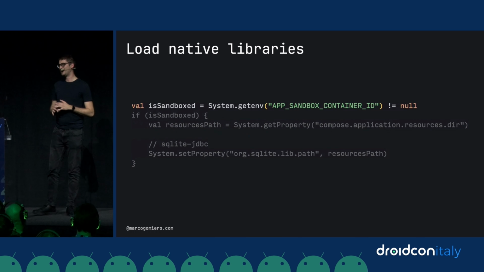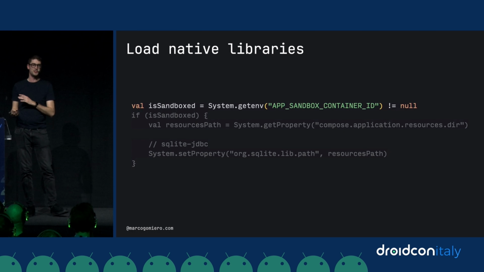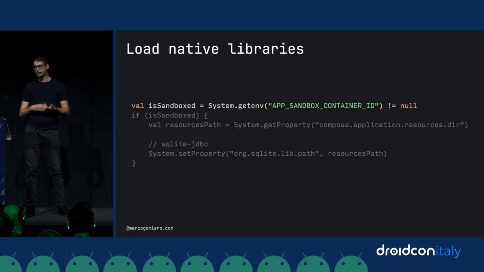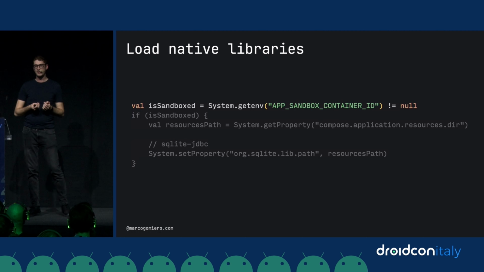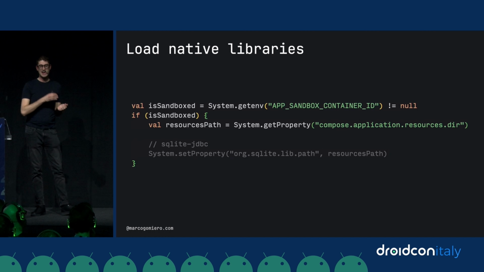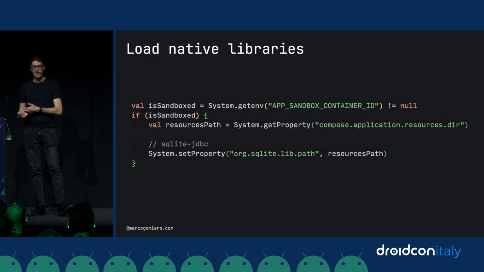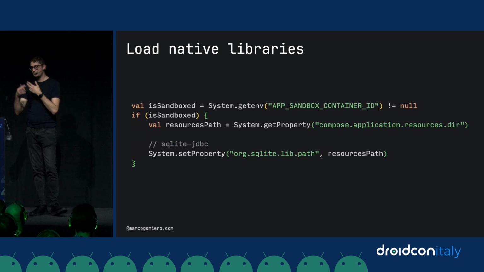And after that, you have to manually load the libraries yourself, because you need to override what the JVM does. So if the app is running in a sandbox, which you can find out by checking environment variables, then you can get the path to where the signed native libraries are put, which in this case is compose.application.resources.dir. And then at this point, you can tell the JVM where to get those native libraries, which in this case is specifically for SQLite and a specific path.